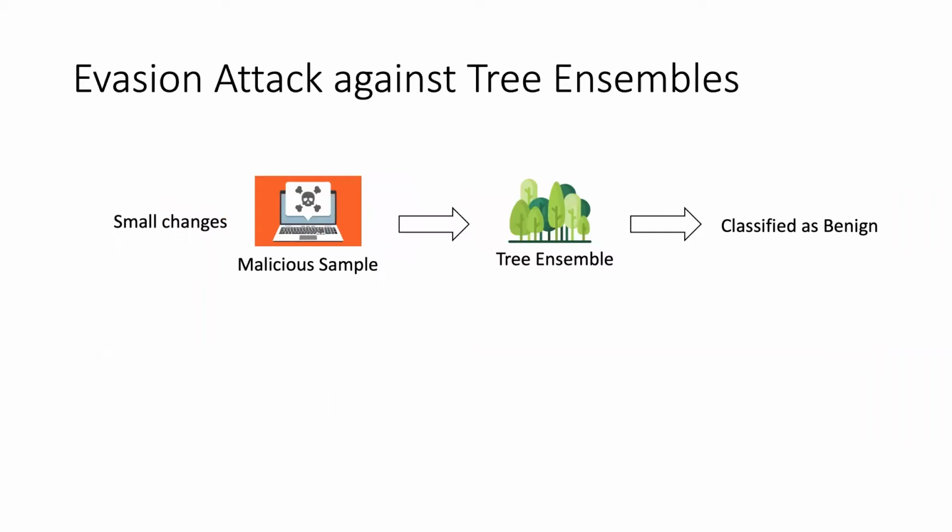Previous works have formulated the evasion attack against tree ensembles as the following. The attacker's goal is to make small changes to a malicious sample, such that the tree ensemble misclassifies the sample as benign.